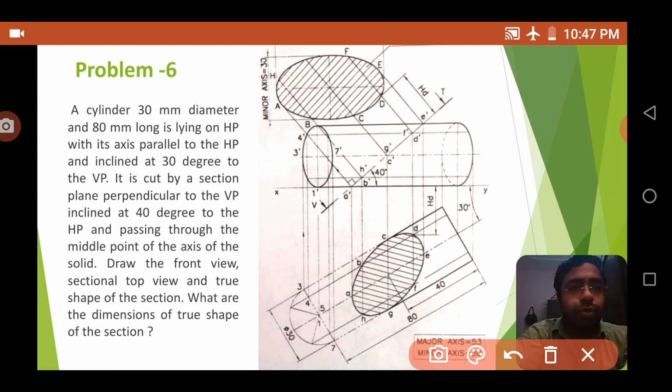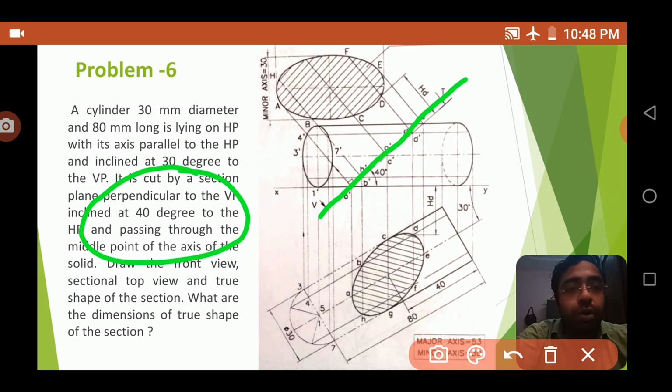Now what we are going to do is, there is a 40-degree angle with the HP and passing through the middle point of the axis of the solid. So we have to place the cutting plane actually. How are you going to make a cutting plane?